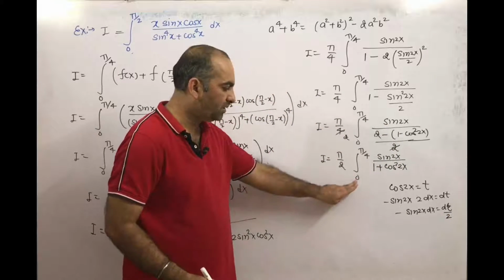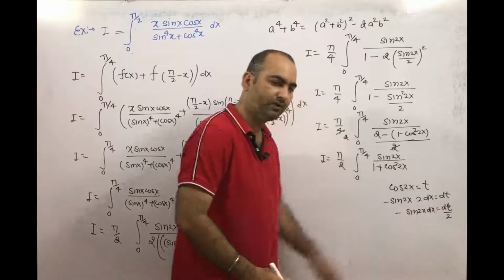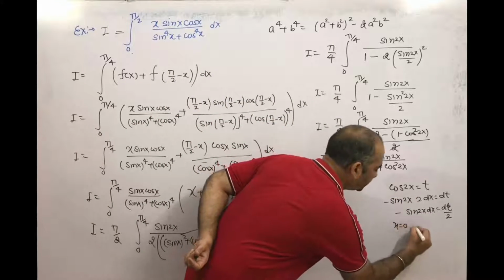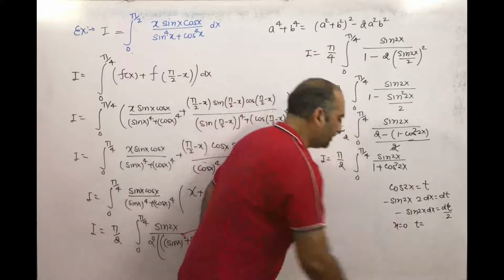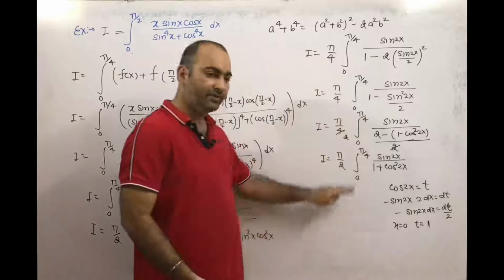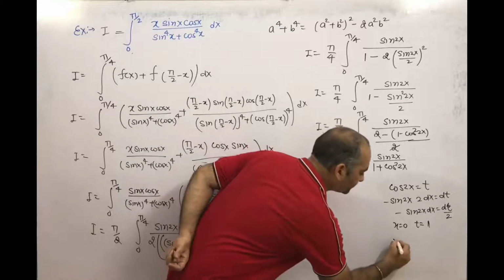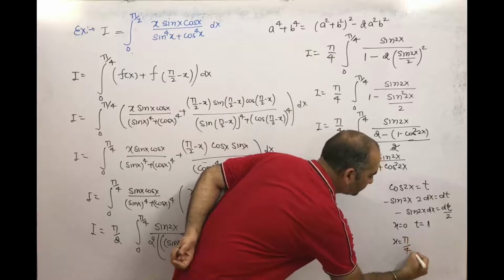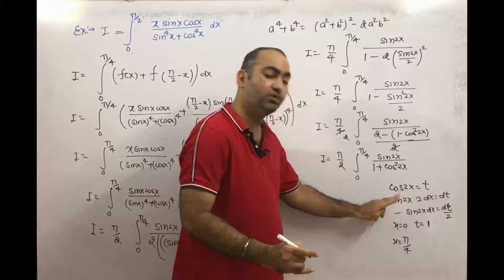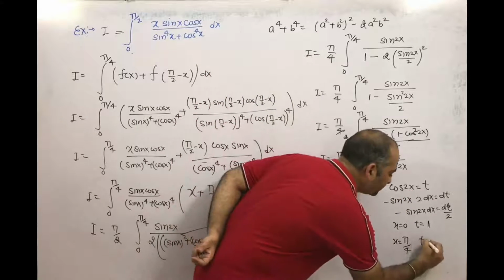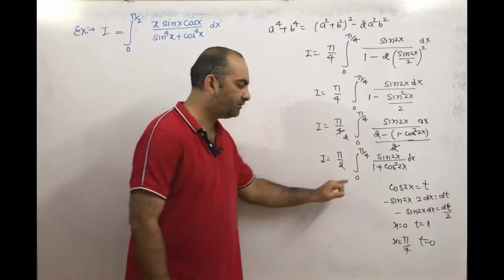But the limits also we have to change. So if the lower limit is 0, if x equal to 0, then what will the t value be? If I put 0 here, cos 0 is 1, so t value is 1. Similarly, if I put x value pi by 4, 2 into pi by 4 is pi by 2, so cos pi by 2 is 0, so t value will be 0.